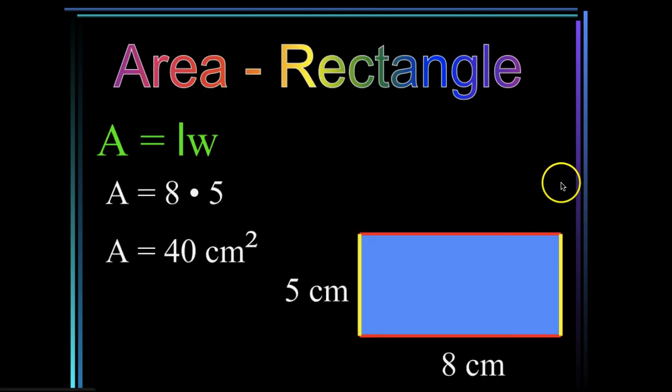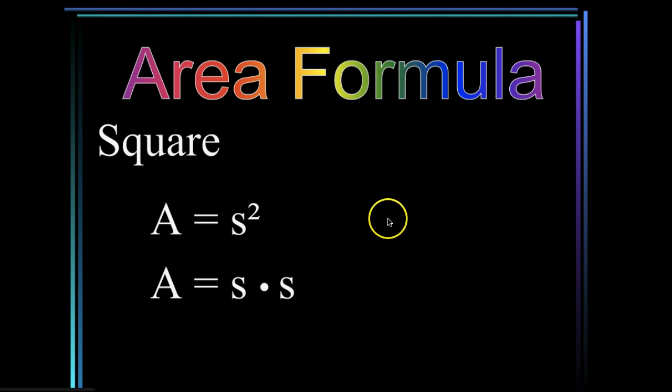The area for the rectangle is same thing, length times width, which is 5 times 8 for this one, and that's going to be 40 centimeters squared. Make sure you put the squared, that means there are 40 squares in this figure. The formula for a square is side squared, meaning you're multiplying it by itself.